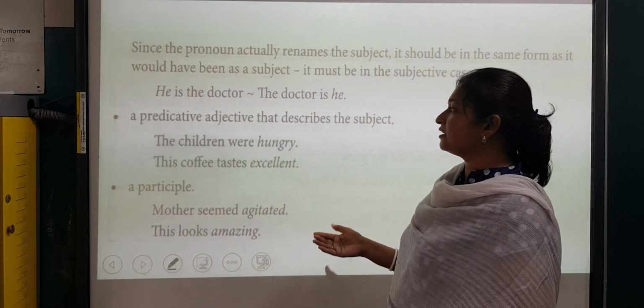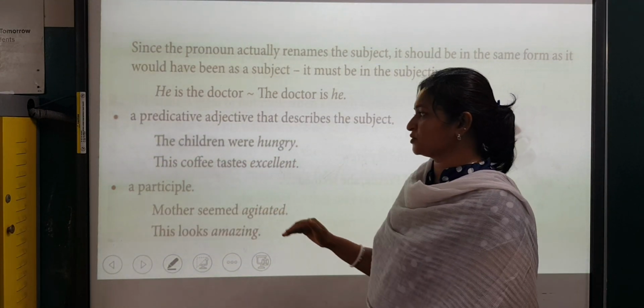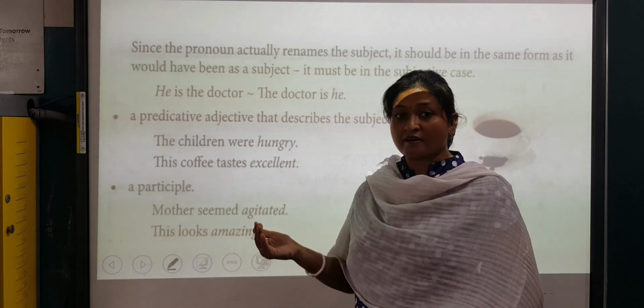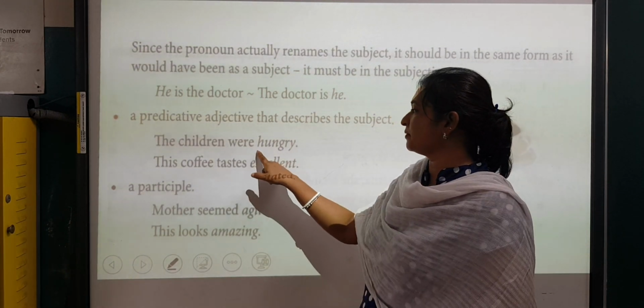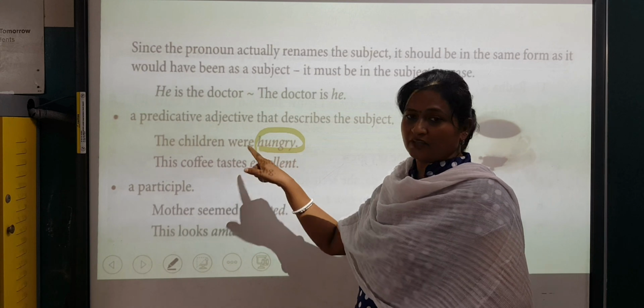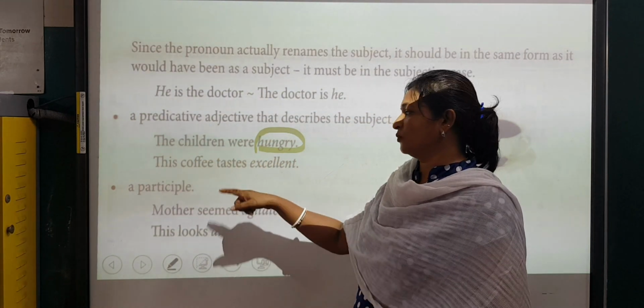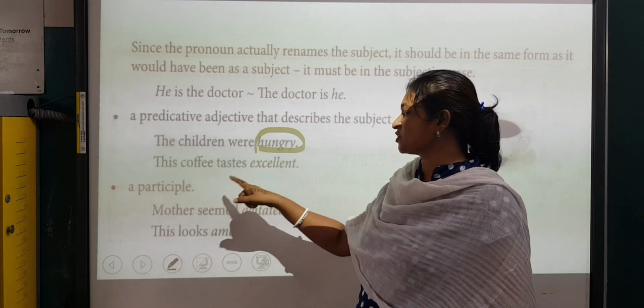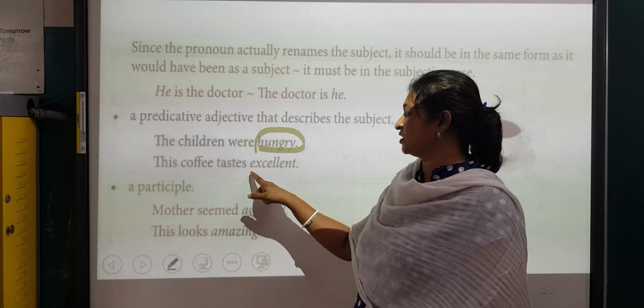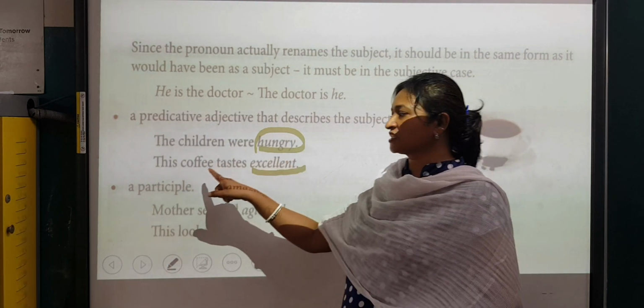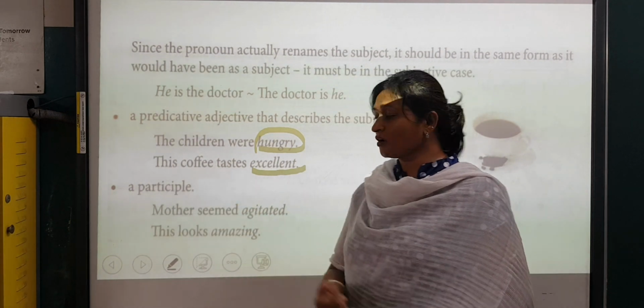A predicative adjective that describes the subject. The children were hungry. So here what is the complement? Hungry. And it is actually describing children, which is a noun. In the second case, this coffee tastes excellent. Now here excellent is the complement which is describing the coffee.